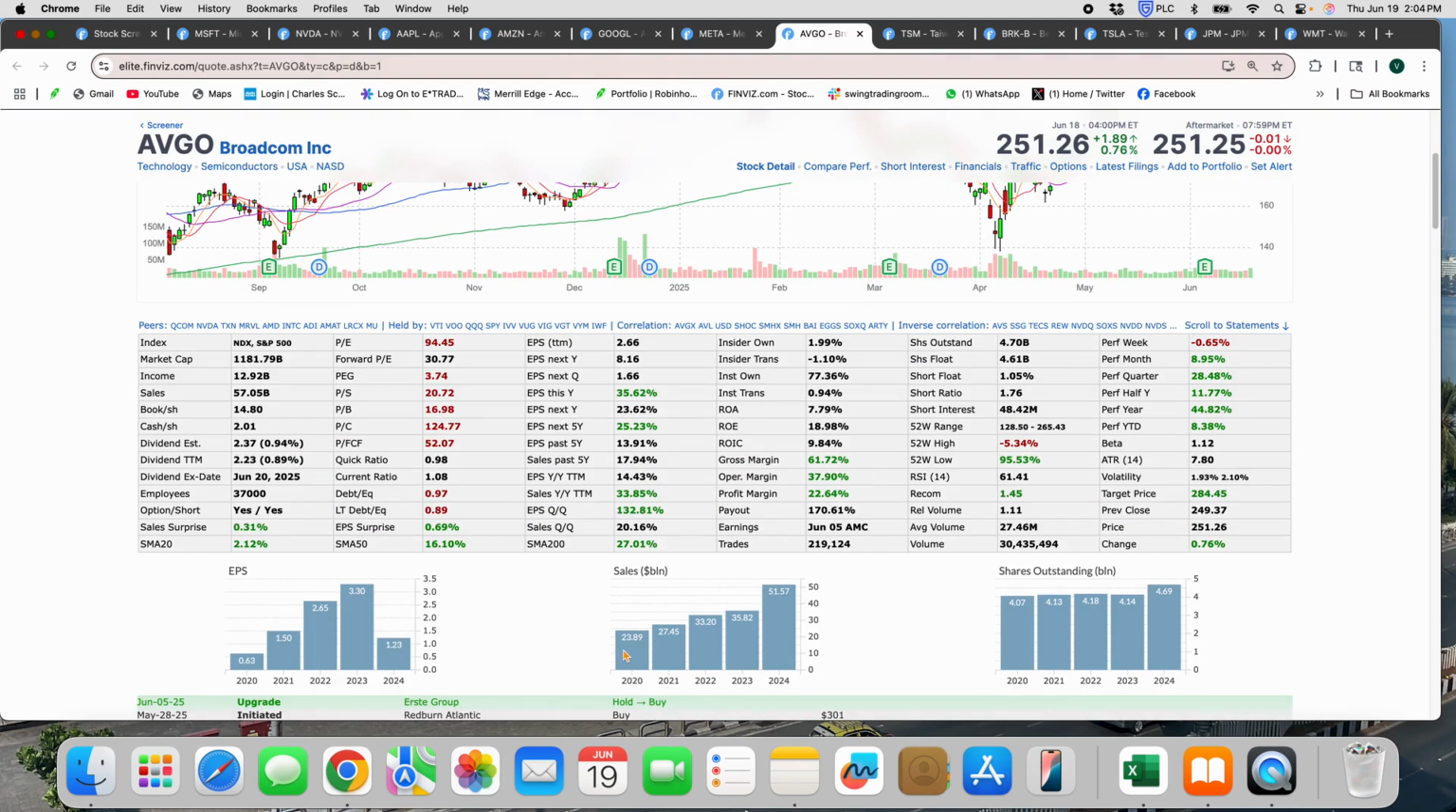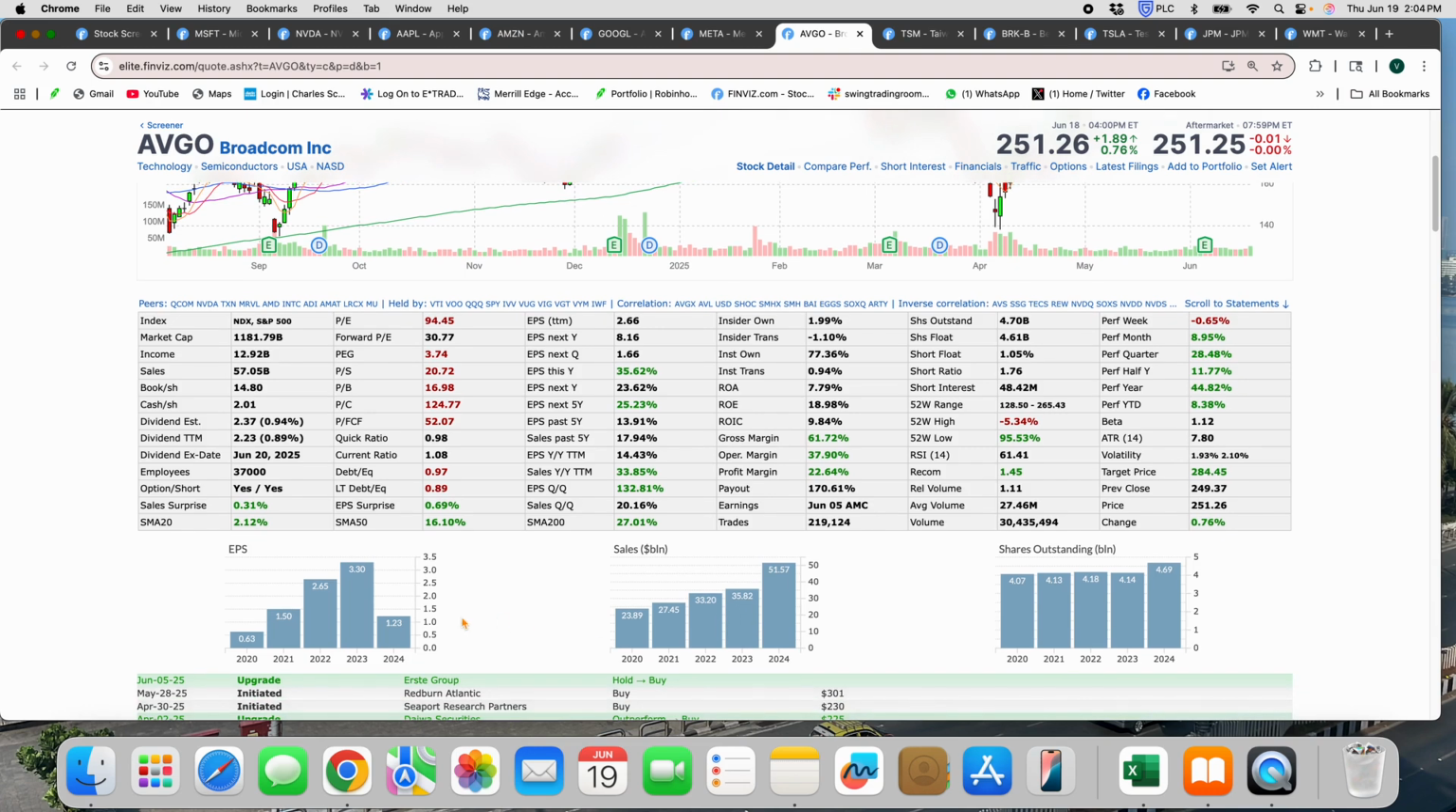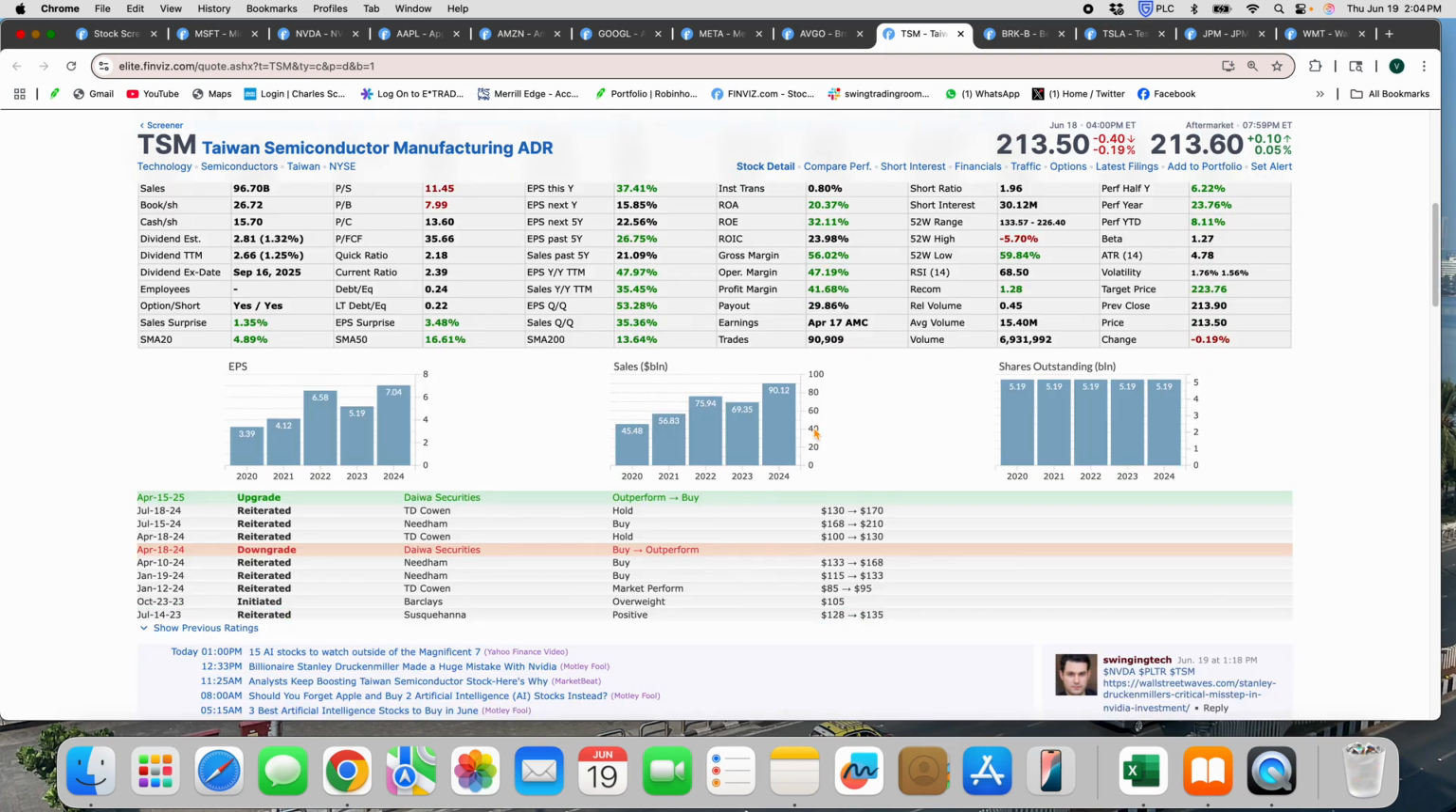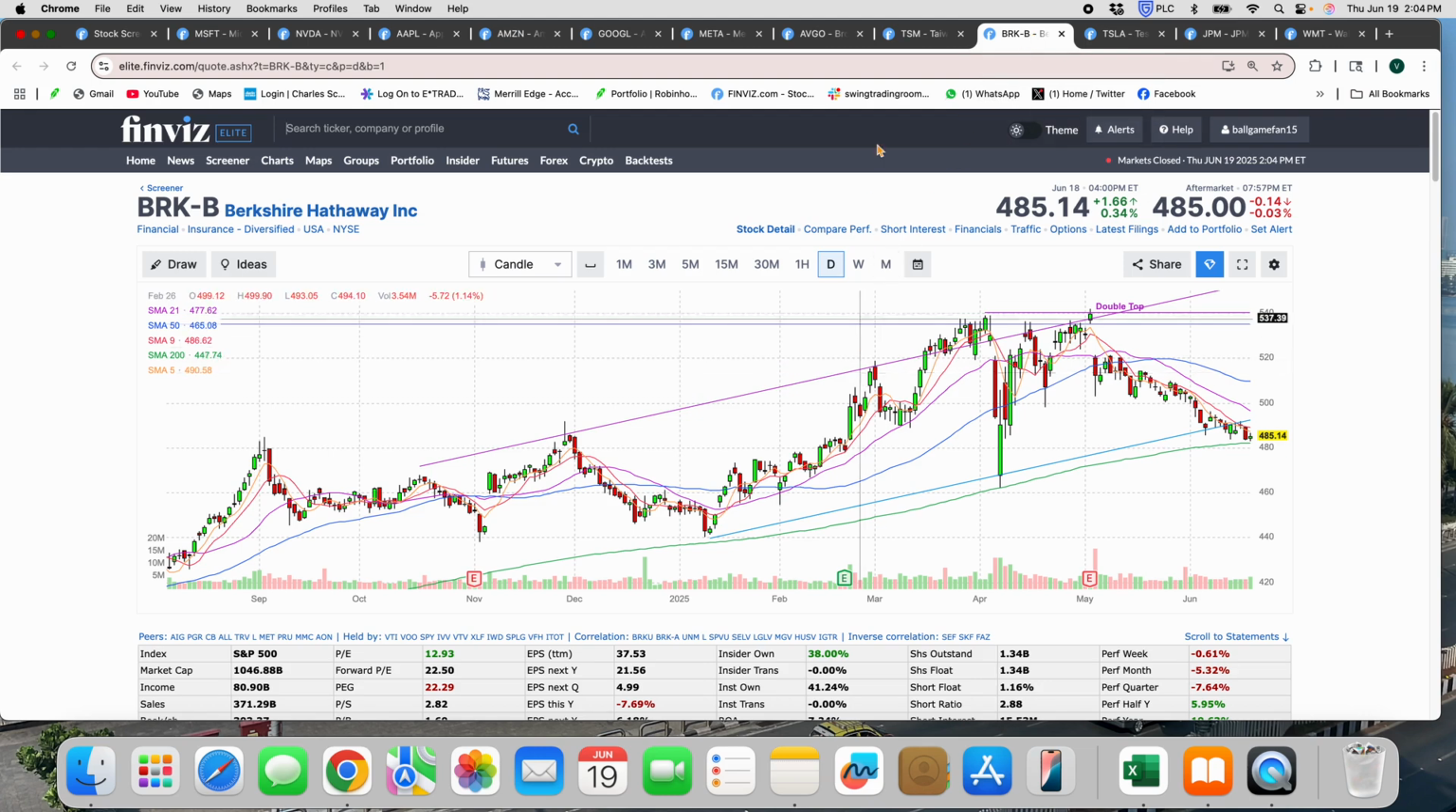Avgo is also there, but here is a concern in Broadcom. As you can see, between 2020 and 2023, their profit was growing, but look at 2024, their profit did not. So there is a bit of concern there. So I would avoid. TSM is another company which doubled their revenue and doubled their profit. It must be there in the investment.